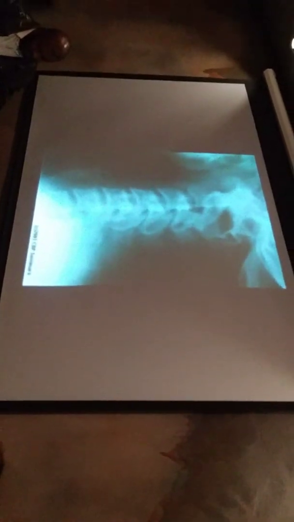Or this is good spine gone bad. Let's see if it plays. Oh, there it is. Good spine gone bad in 5 years. This is a 5-year lapse if it's not treated.